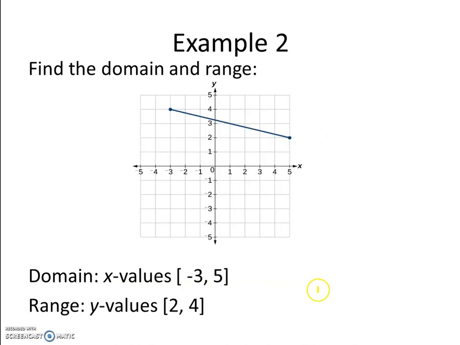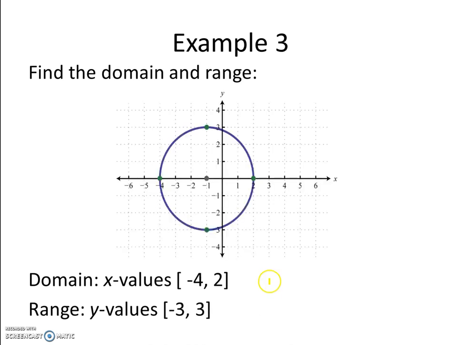Finding domain and range off of a graph, we're looking at the x values. Well, the x values we can see are -3 to 5. So we put brackets around them because these are solid dots, which means we include those points. So we have bracket -3, 5 bracket for the domain. Looking at the y's, we see that the lowest value of y is at 2. So we do bracket 2, 4, because it goes all the way up to 4. Again, those dots are solid, so that's why we're using brackets, because we have to include those endpoints.